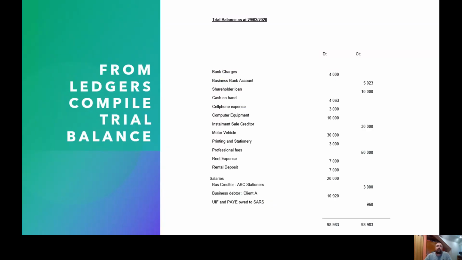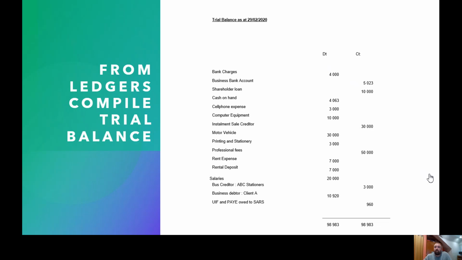Okay, so on financial statements, from all the little T accounts that I just spoke about, we are going to compile a trial balance. So what is a trial balance? That's simply a list of each of those accounts and whether they have a balance on the debit side or whether they have a balance on the credit side. So we list all of them in no particular order.